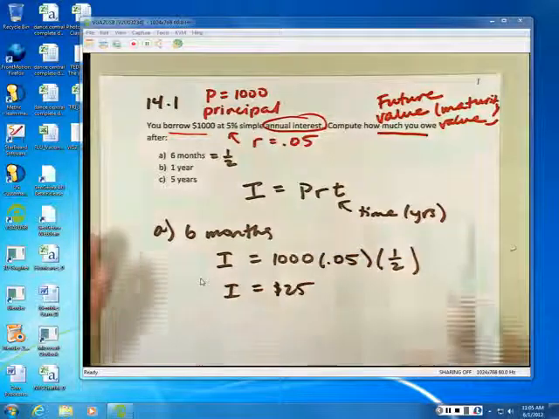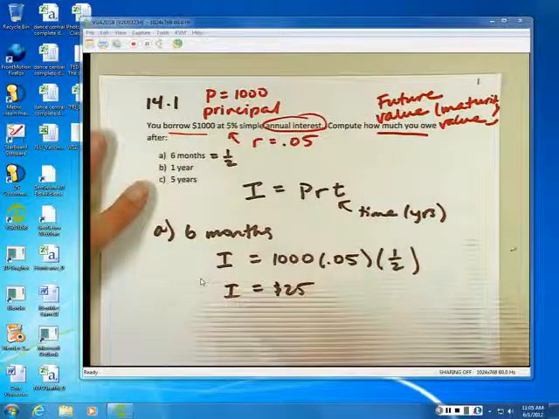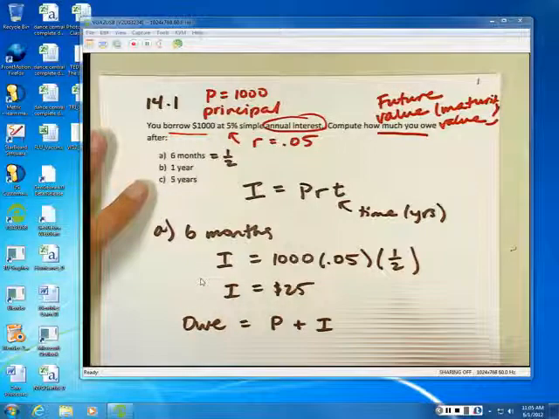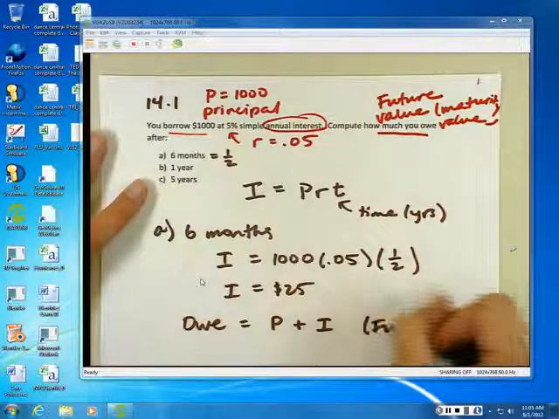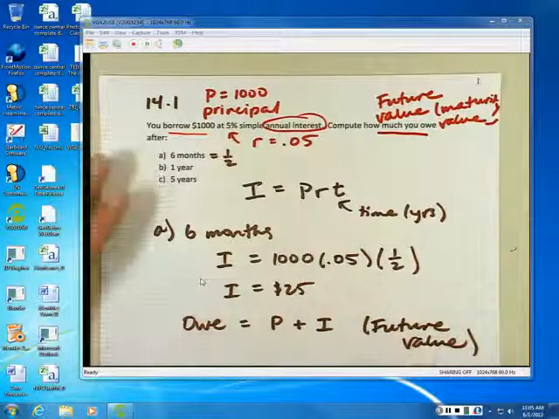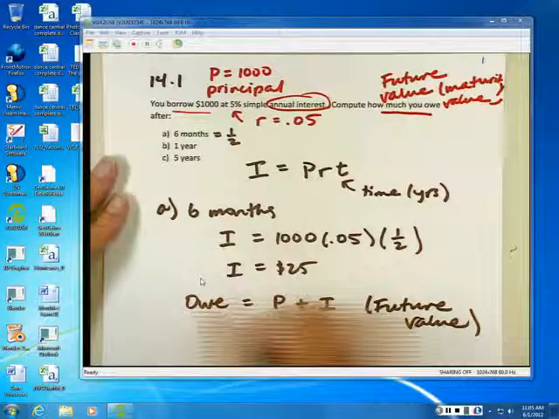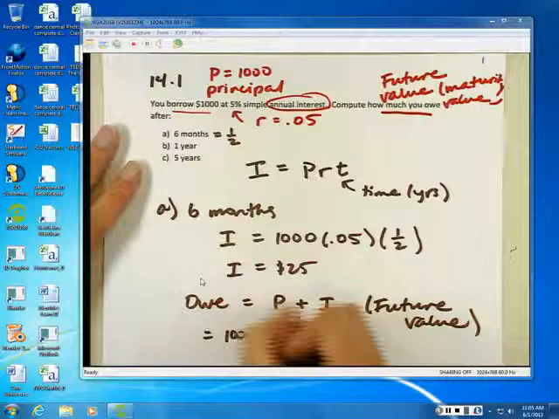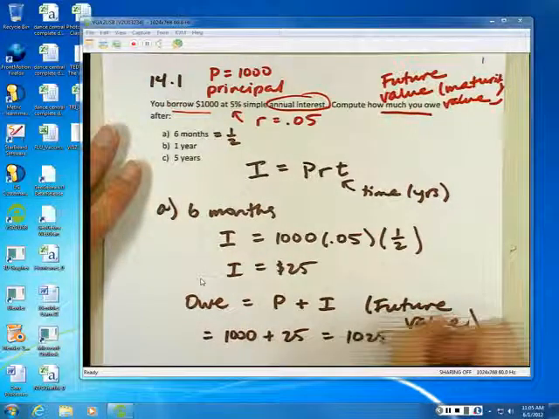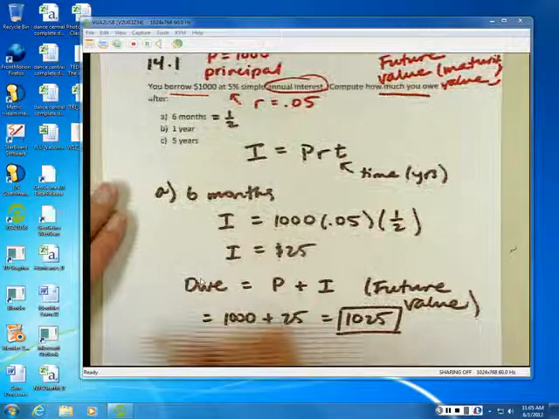But the question says, how much do you owe after 6 months? So if I want to know how much I owe, what I owe is the amount that I borrowed plus the interest. This is my future value. Okay, straightforward, right? But we've got some vocabulary terms to cover. So the future value, the amount I owe, is the principal, which was 1,000, plus my interest, which was $25. So I now owe $1,025.